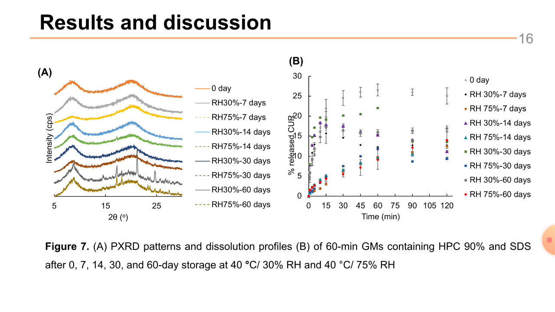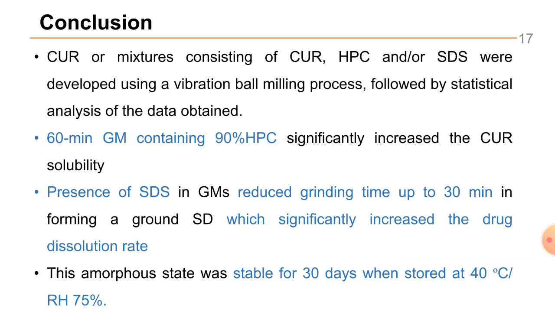The PXRD patterns, DSC patterns, and dissolution profiles under the stored conditions are recorded. The halo patterns of the sample were stable up to 30 days in both conditions. However, curcumin characteristic peaks appear in the sample after 60 days of storing. HPC may have protected the sample from crystallization for up to 30 days.